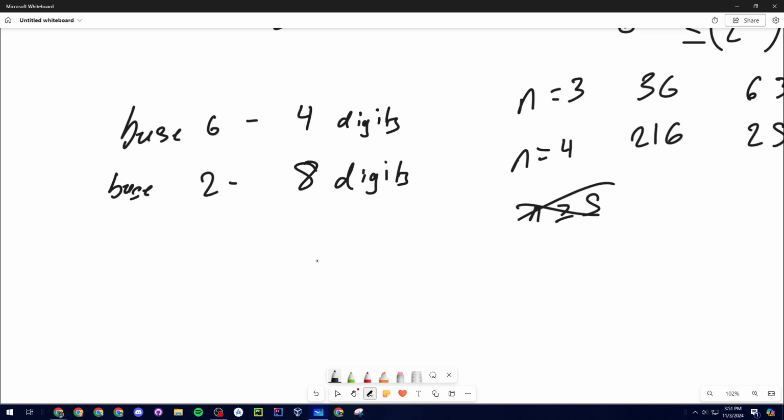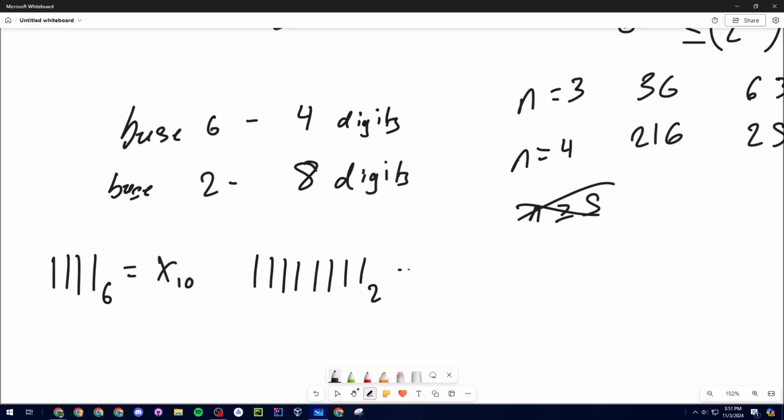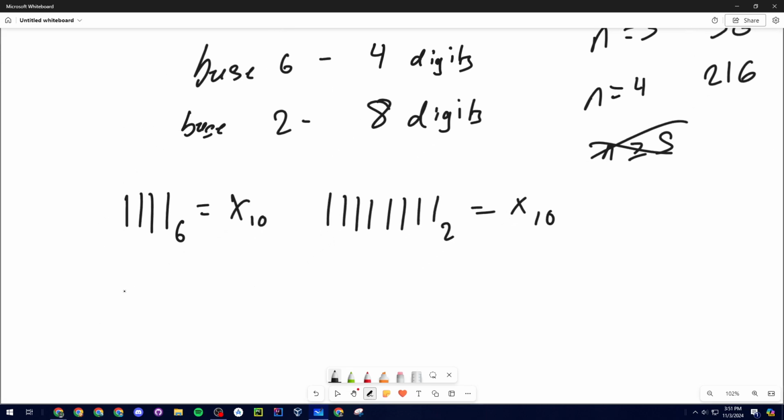Let's see. Yeah, the reason is that you have two choices. Either maximize the base 6, which is 1, 1, 1, 1 in base 6, and then convert that to base 10, or you have 1, 1, 1, 1, 1, 1, 1, 1 in base 2 and convert that to base 10. Okay, 1, 1, 1 in base 6 is probably smaller than the base 2 one, because base 2 numbers have their digits grow faster. So we're using that reasoning.